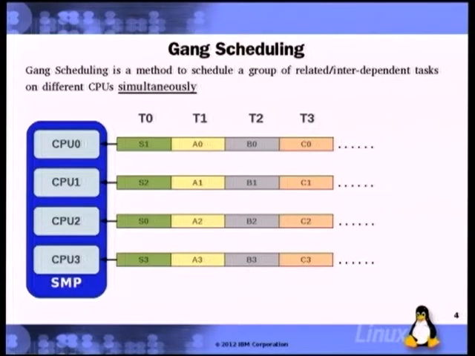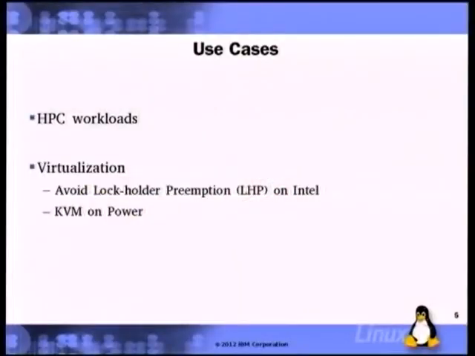So why is this required? The next question is, what are the use cases that gang scheduling would help? I'll touch upon a few use cases here. One of them is HPC workloads, and virtualization. In virtualization in particular, there is a problem called lock holder preemption, which I'll get into in detail, on Intel, and KVM on Power.